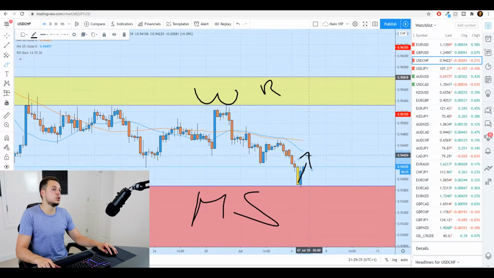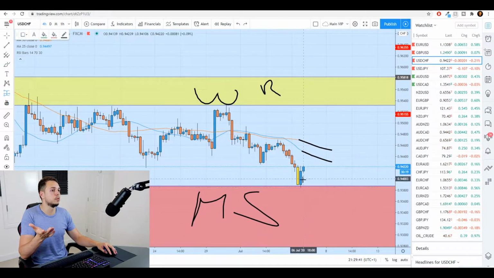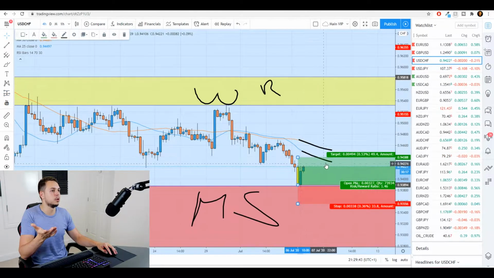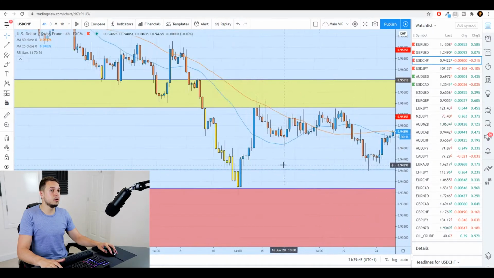Obviously it has space to shoot towards the upside till these moving averages. So if we shoot towards here, it could have been a nice trade towards the upside. Let's just have a look. It would have been a nice 50 pip trade, easy, right? And then let's have a look over here, right?